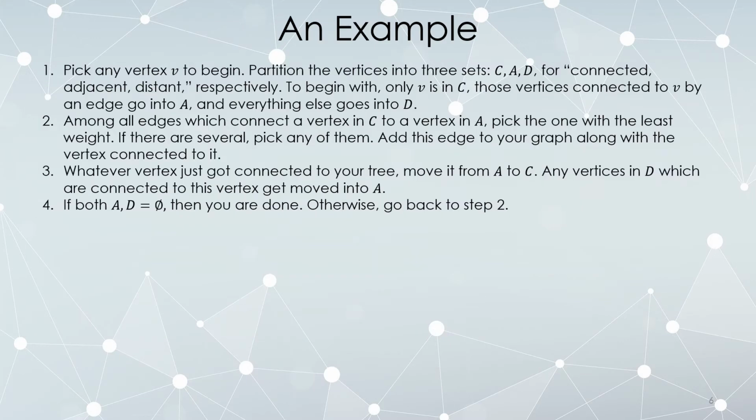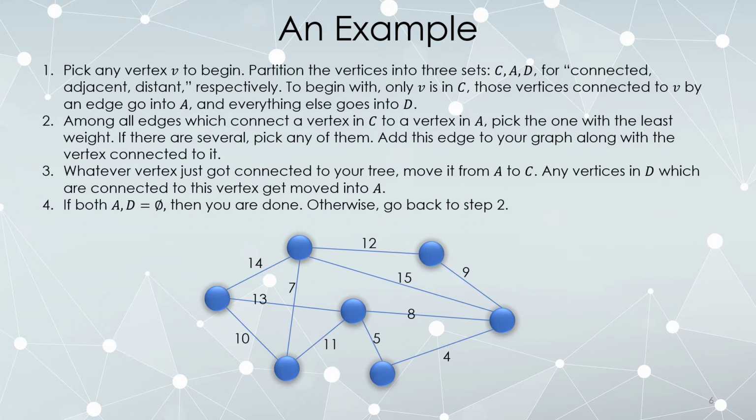Here's the algorithm copied at top. Now here is a simple weighted connected graph, and we want to find a minimal spanning tree. So step 1, pick any vertex to begin with. We're going to make our connected vertices white, the adjacent ones will be blue, and the distant ones will be black. We're just going to start with this vertex on the left.